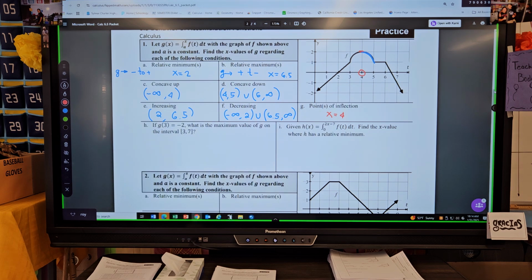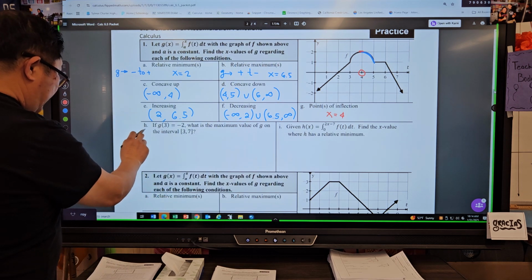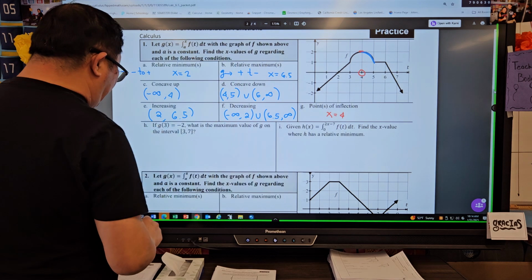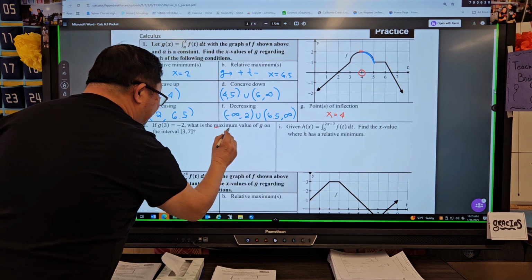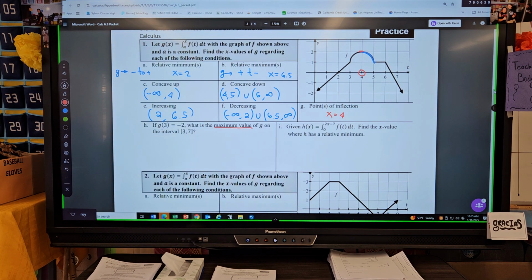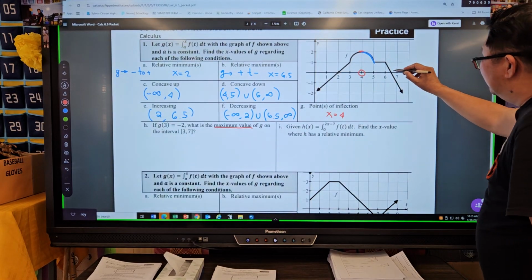Okay. Could anyone tell me this one? It has what? The maximum. What is the initial? Negative 2. Very good. So it has an initial of, it says if g of 3 is equal to -2, what is the maximum value of the graph? 6.5 is the maximum value, right? This one is the max.